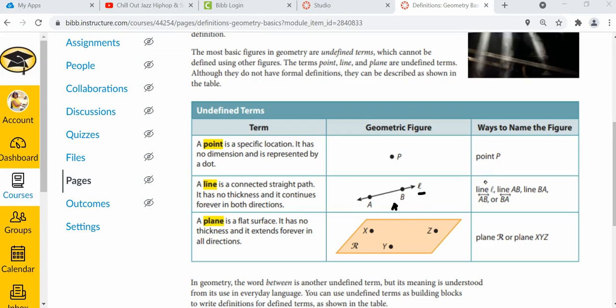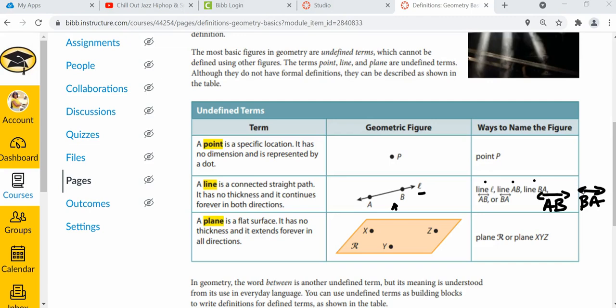So your line will have a name, line L, but you can also name a line with any 2 points on the line. So it doesn't matter the orientation. So we can name this line L, line AB, or line BA, as you can see over here. Another shorthand notation is you can write AB and draw a little line notation on the top. Notice it has 2 arrows at the end because the line never stops. Or BA, doesn't matter, and draw your line notation at the top.